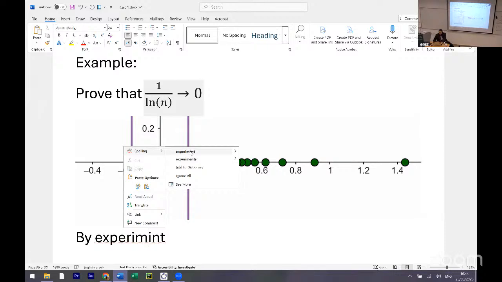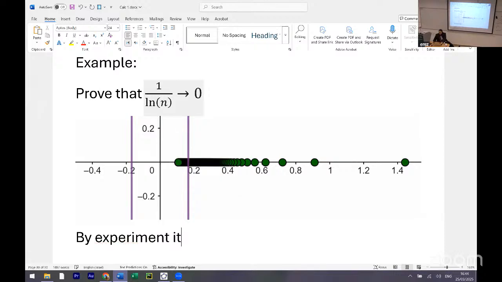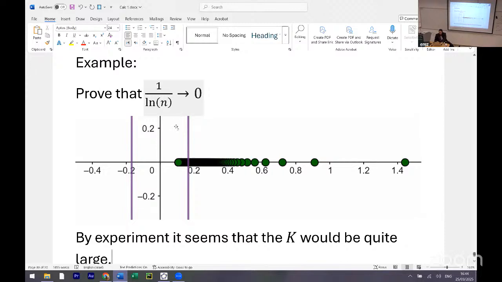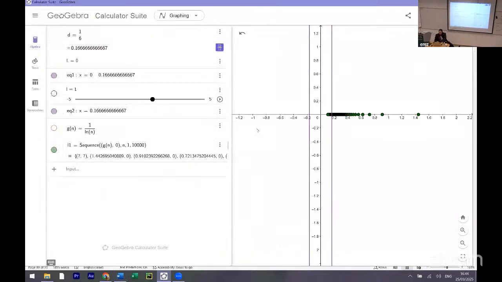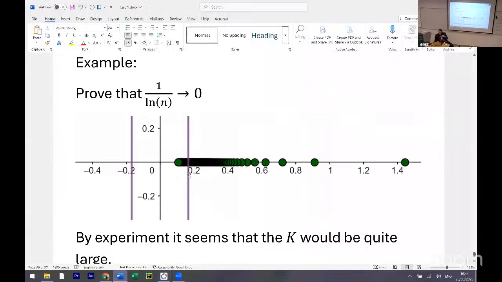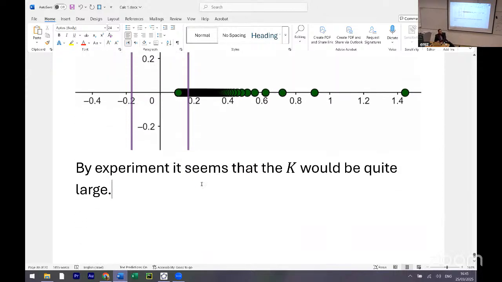By experiment, it seems that the K would be quite large. And now I noticed that I didn't. No, I think that's enough to see it here. You see many elements, and you see here the 0.2. I think it's enough. So now let's solve it algebraically and see why it is so large.